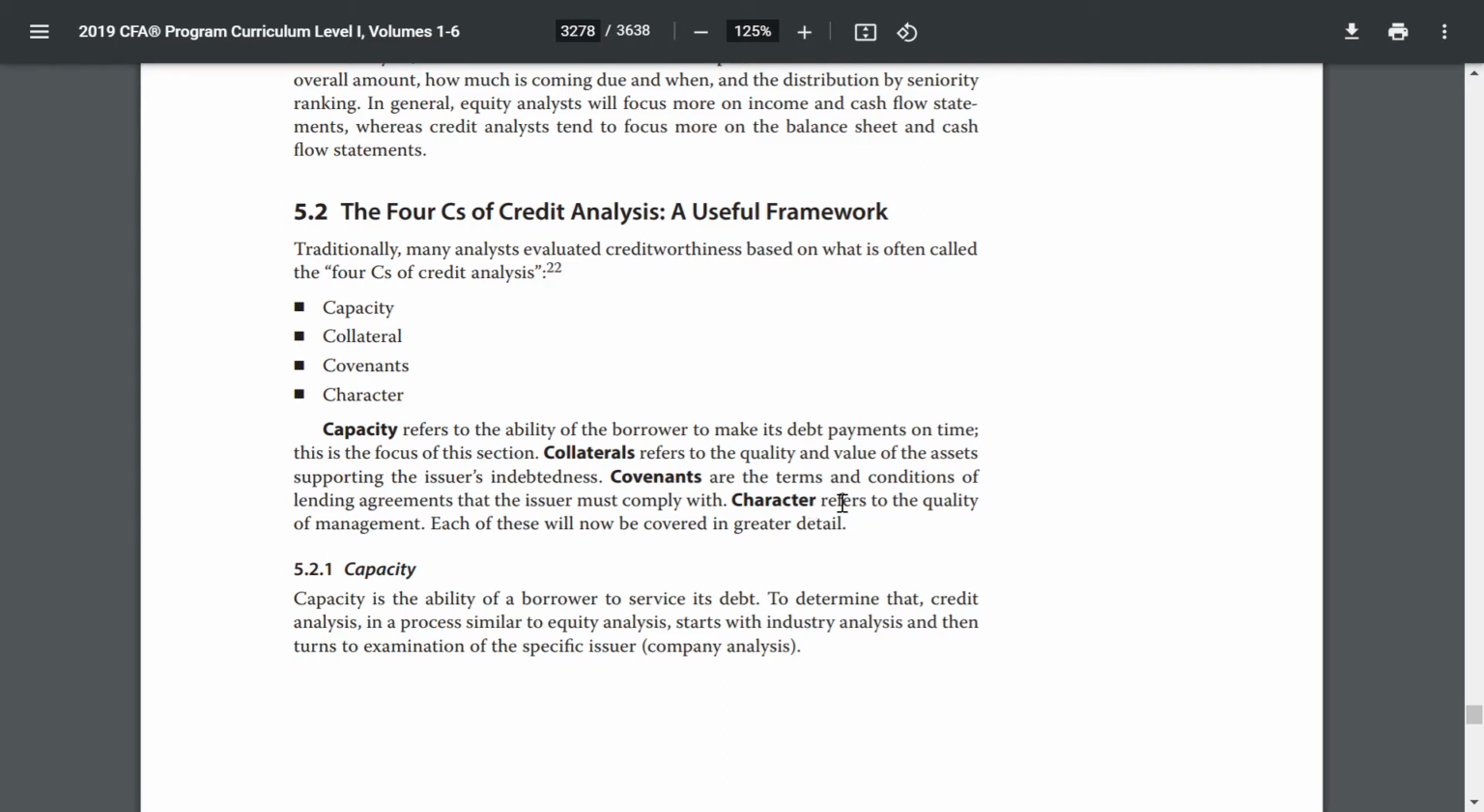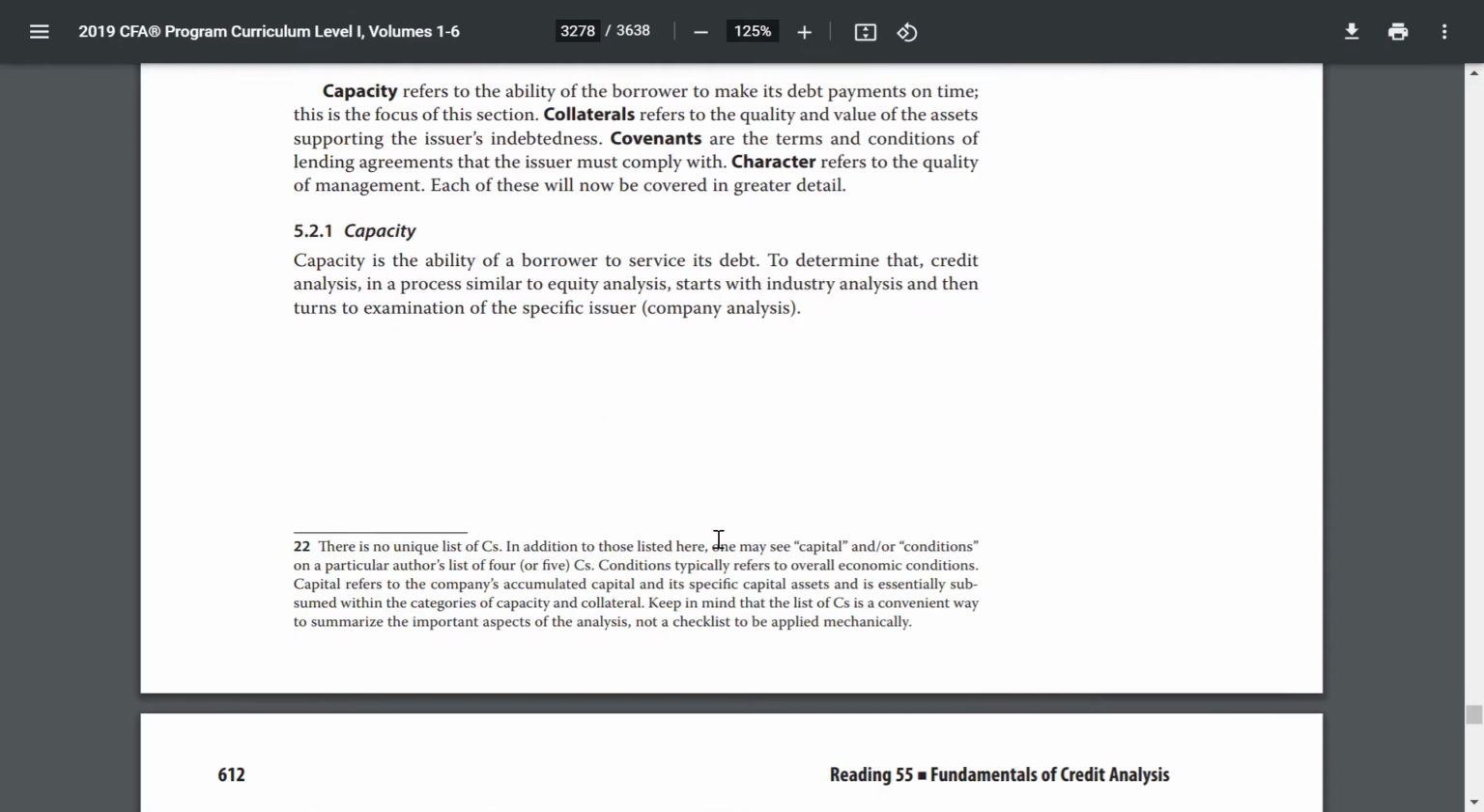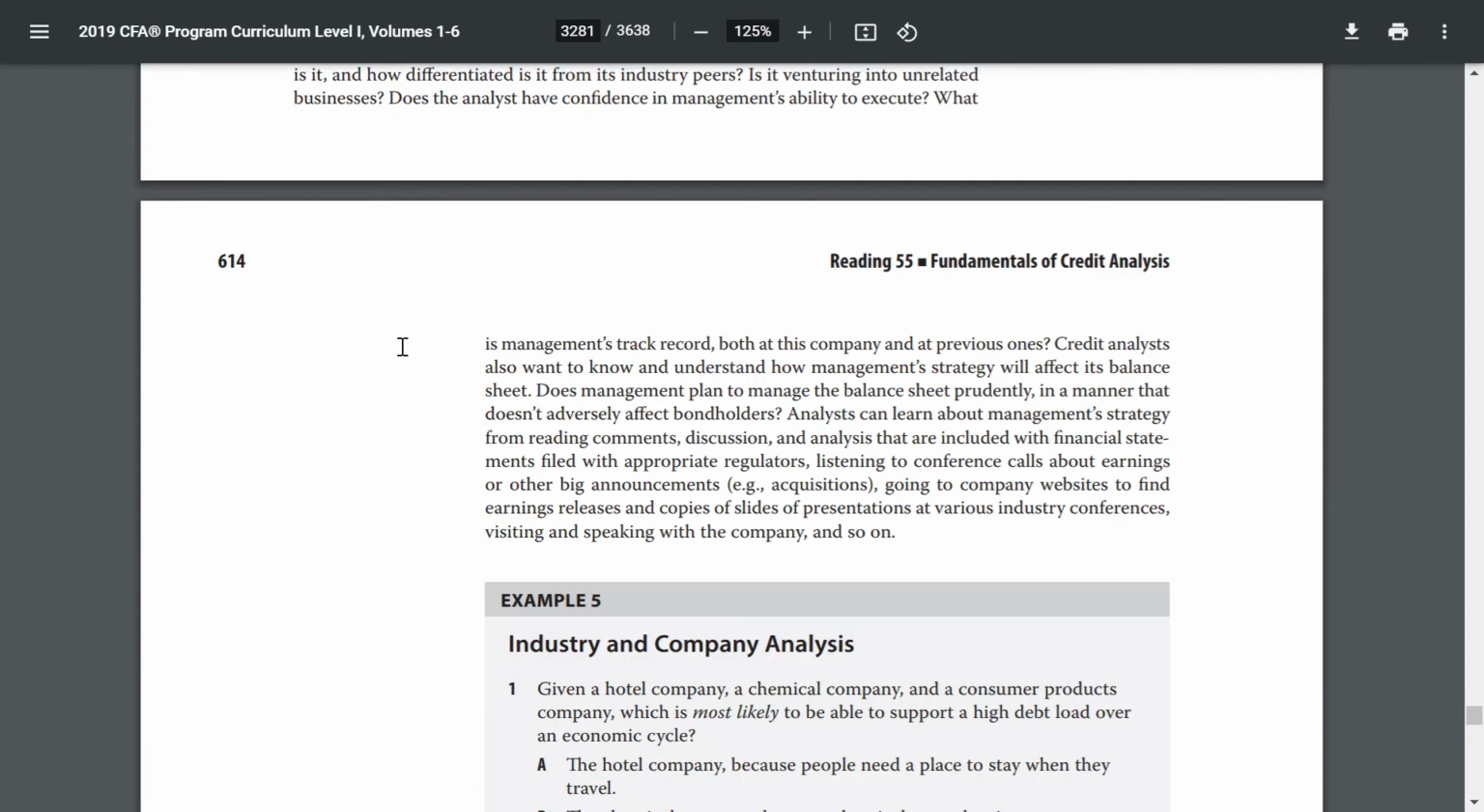Collateral refers to the quality and value of the assets supporting the issuer's indebtedness. Covenants are the terms and conditions of the lending agreements that the issuer must comply with. Character refers to the quality of management. Each of those will now be covered in greater detail. So that's what they are.